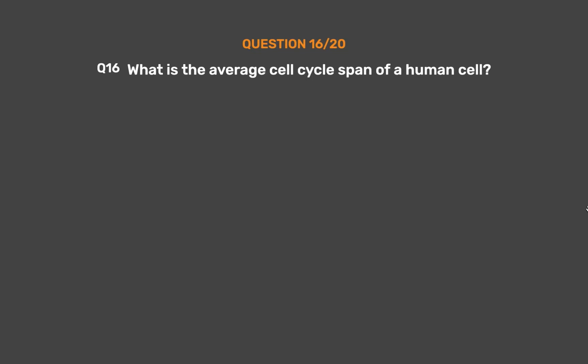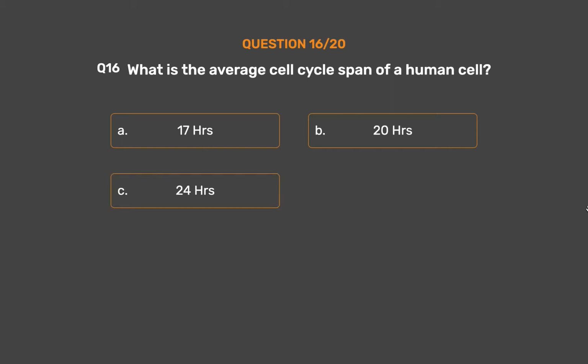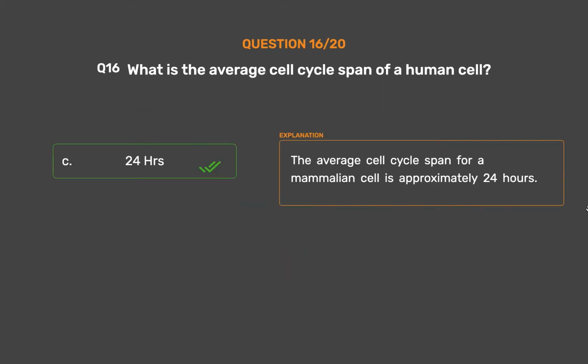Question number 16. What is the average cell cycle span of a human cell? Option A. 17 hours. Option B. 20 hours. Option C. 24 hours. Option D. 30 hours. The correct answer is Option C. 24 hours. The average cell cycle span for a mammalian cell is approximately 24 hours.